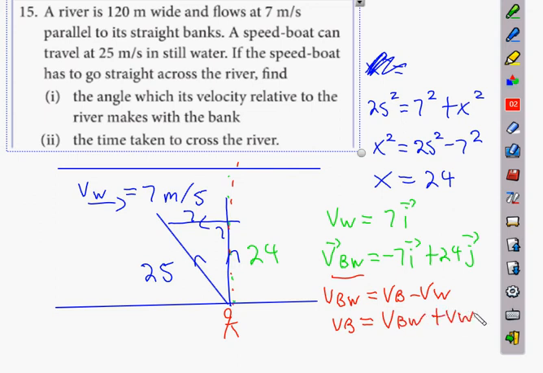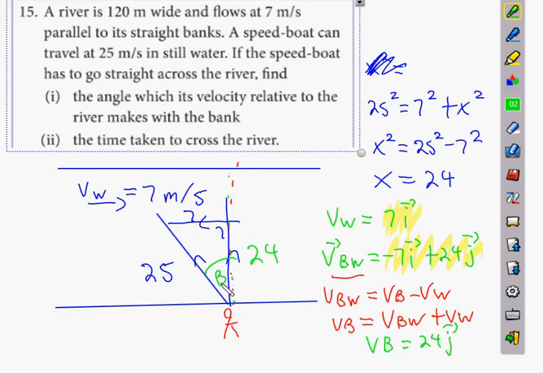So when you add this one here, this one here, and this one here together, what do you get? Just 24j. Okay, so velocity of boat is 24j. So this means you're going to go 24 straight across. Now, I still haven't got the angle, have I? To get the angle, it's quite easy. Just call that angle B.